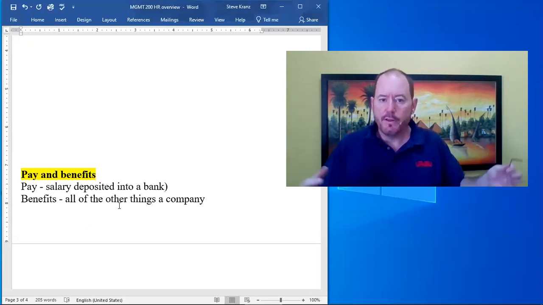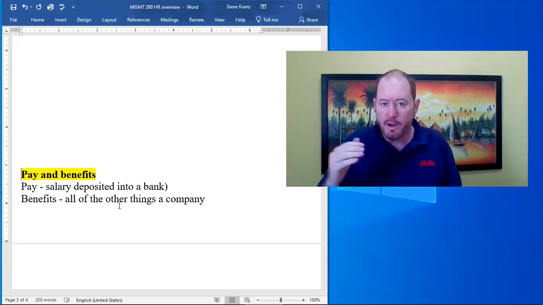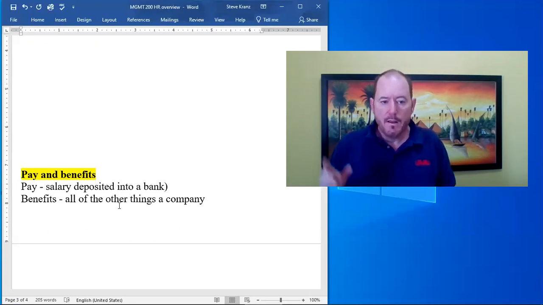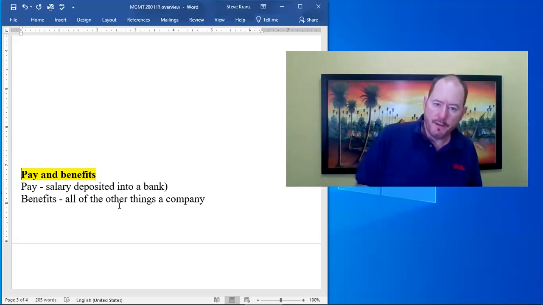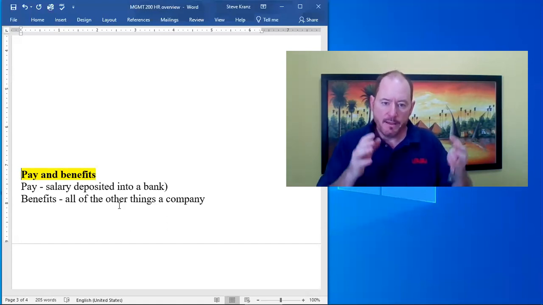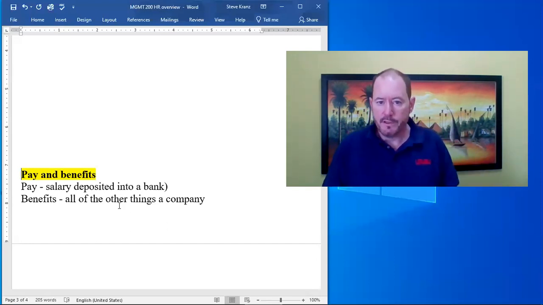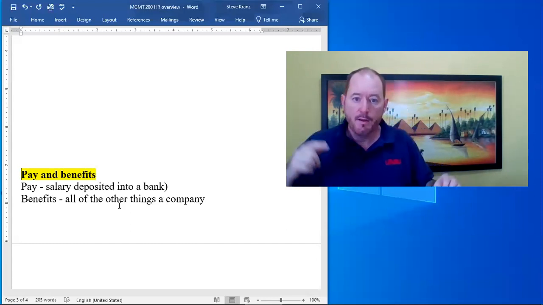Pay is the salary that goes into my bank account every month. So every month UAU deposits money into my bank account. Benefits are all the other things that UAU does for me. So this apartment, for example, is provided by the university. That's a benefit. Taking care of my health insurance, that's a benefit. So when we talk about pay and benefits, pay is the salary and benefits are all the other things that the university, or in your case, if you're working for a company, what the company does for you beyond pay.